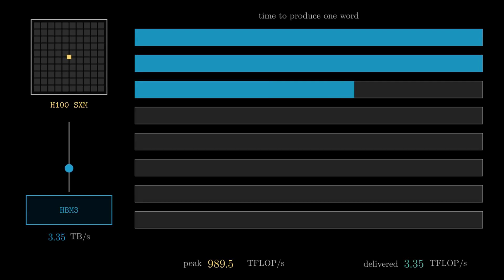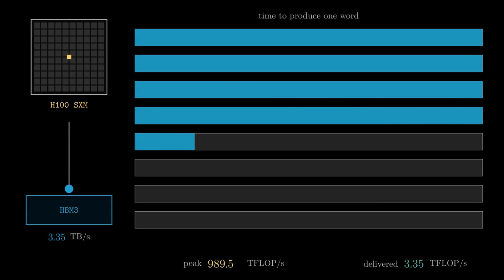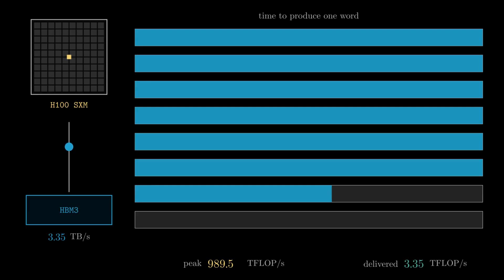Now, that is not a broken chip, and it is not badly written software. What you are looking at is the ordinary, well-optimized behavior of every large language model running anywhere in the world right now. So what are you actually paying for when you use one of these things?